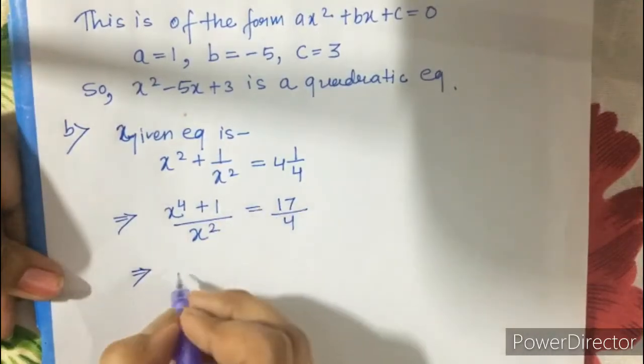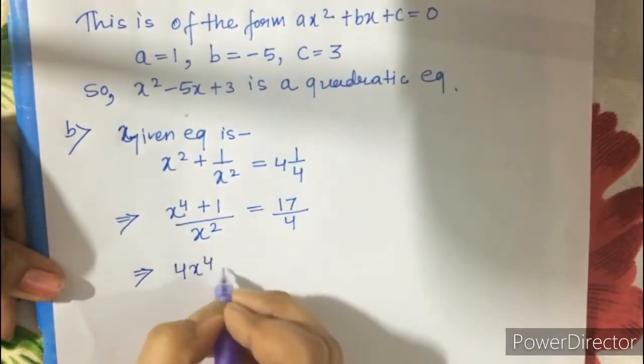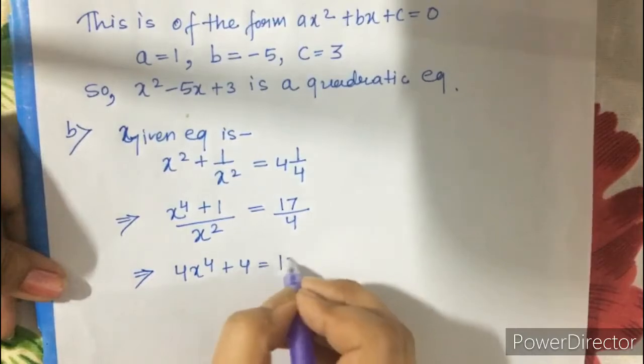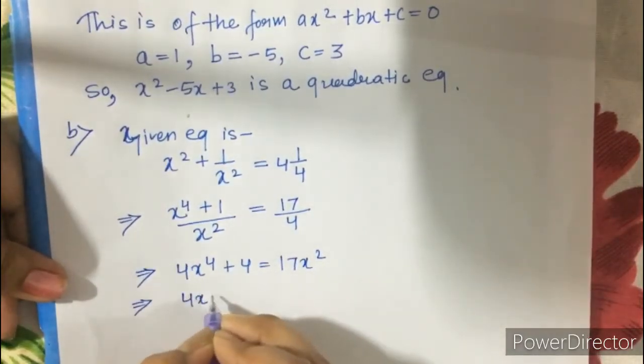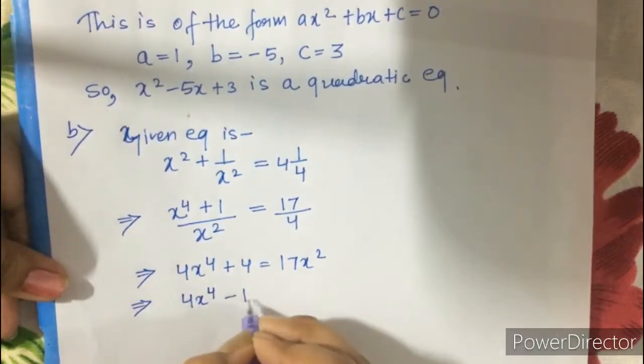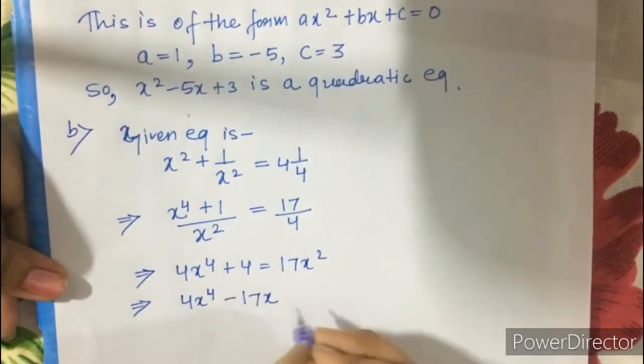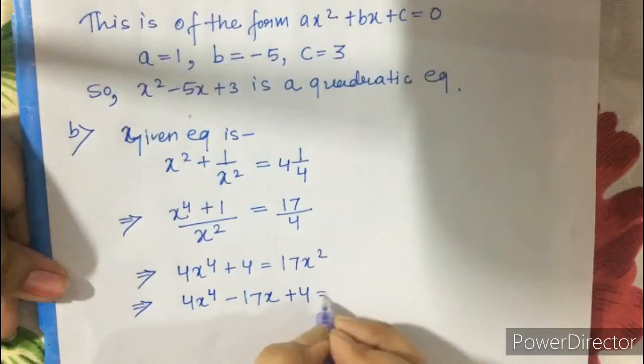Now we'll do the cross multiplication. 4x to the power 4 plus 4 is equal to 17x square. Take the RHS value to the left hand side. So it will become 4x to the power 4 minus 17x square plus 4 is equal to 0.